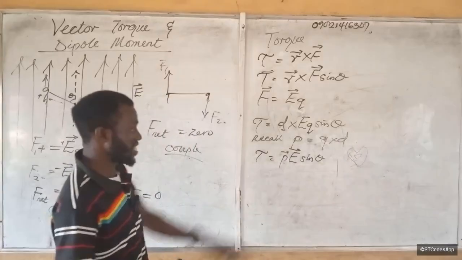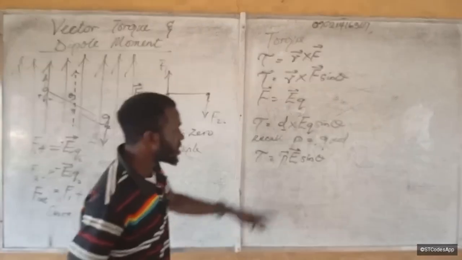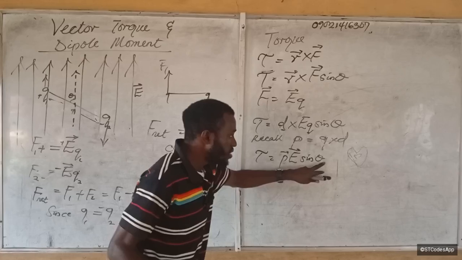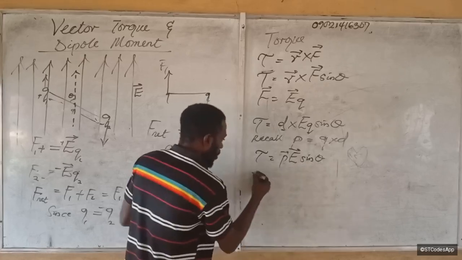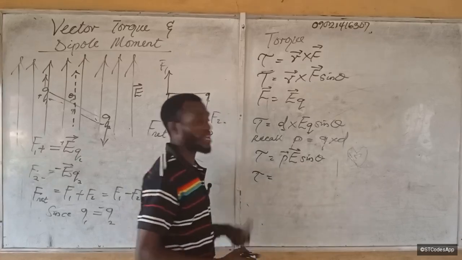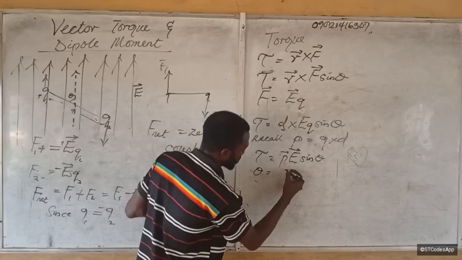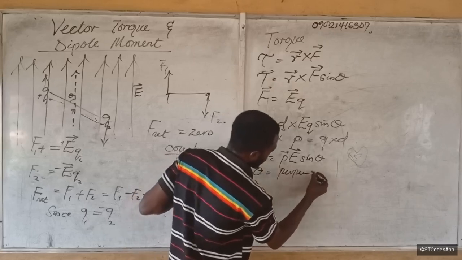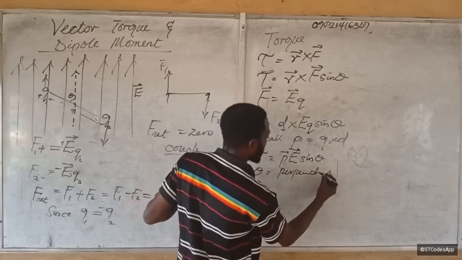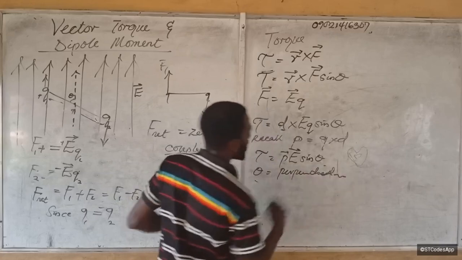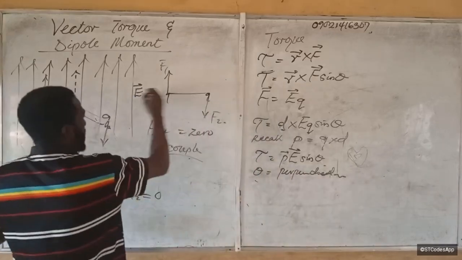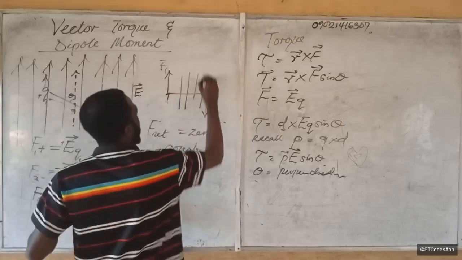Our torque is PE sine theta. The maximum rotation due to the torque will be observed when the angle between them is perpendicular. That is when our dipole is exactly perpendicular to the electric field. So that is when this guy is like this and our electric field is pointing everywhere up or down.